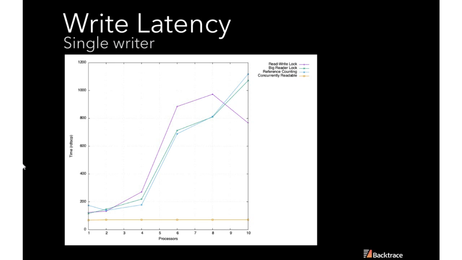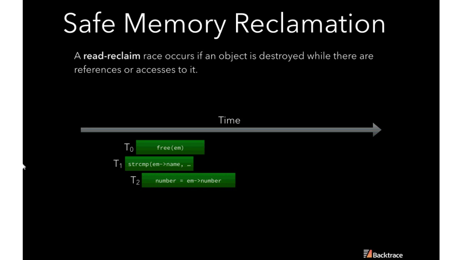So the only problem now is, we have this amazing concurrently readable algorithm. It's a single writer algorithm for this directory object, but we have no way to actually reclaim the memory. So if you delete an employee object, we can't physically destroy it yet. And the reason for that, as mentioned earlier, is we have this issue of a read reclaim race. So the object would be destroyed when there are active references or accesses to it. So over here you have thread 0 attempting to free an employee object, while thread 1 is accessing fields within that object, as well as thread 2.